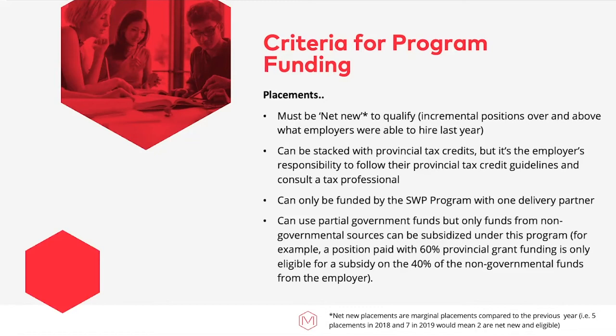The placement funding can be stacked with provincial tax credits, but it is up to the employer to know the guidelines around the tax credit requirement. I know here in Ontario, the main distinction is that you can't apply for a tax credit for funds that came from a governmental source. So if you were to receive 50% of the wages from the student work placement program, you would only be eligible for a tax credit on the other 50% that an employer had paid out of pocket.